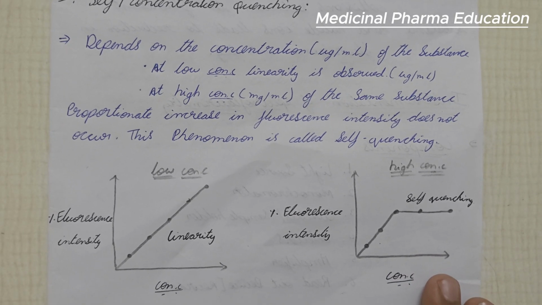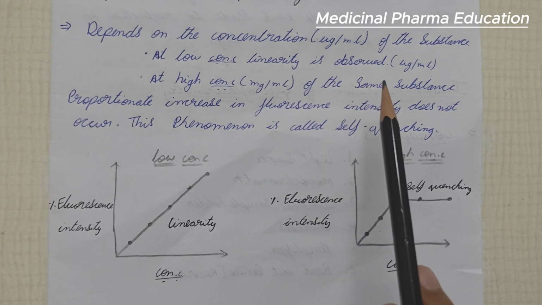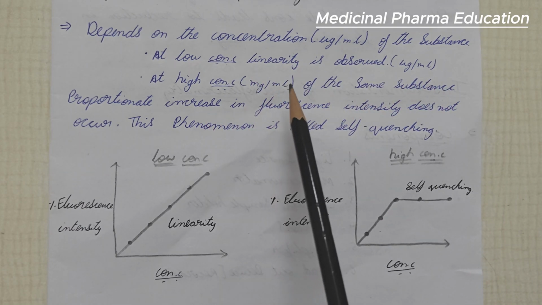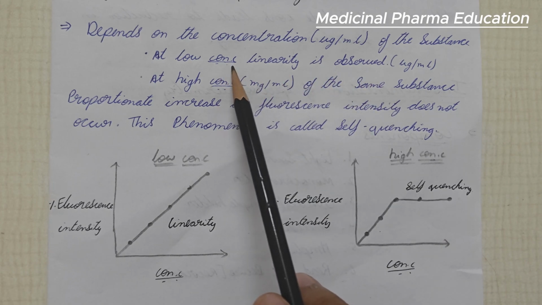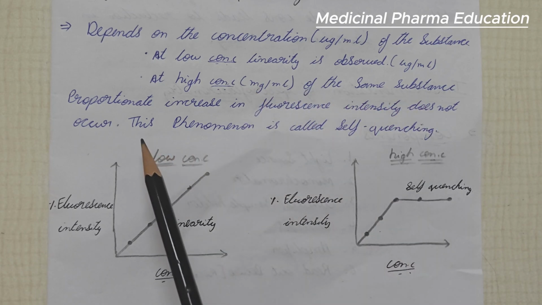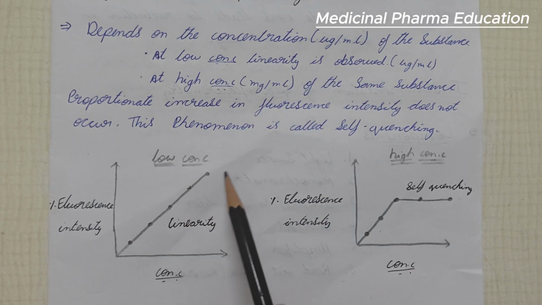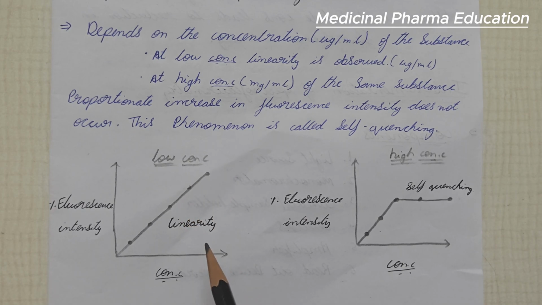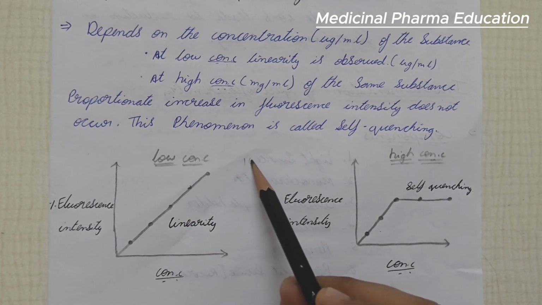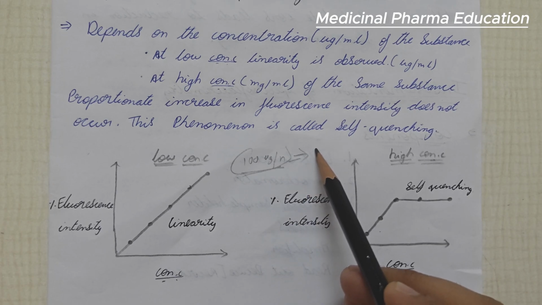See, it depends on the concentration, microgram per ml, of the substance. At low concentration, linearity is observed, and at high concentration of the substance, a proportionate increase in the fluorescence intensity does not occur. See, it is telling that at the low concentration, the linearity is observed. If the amount is like 100 microgram per ml, and a particular fluorescence amount or intensity is produced.